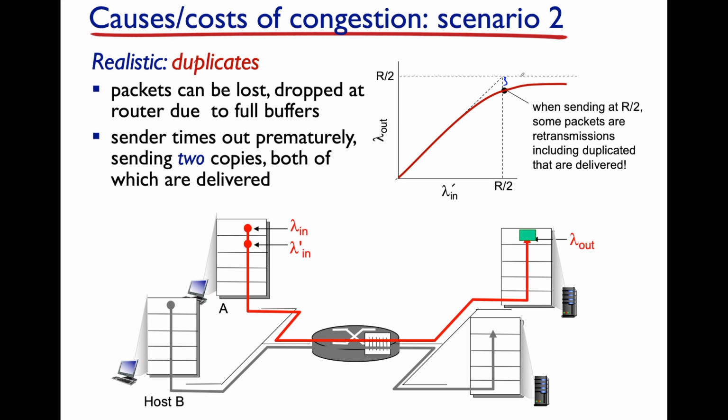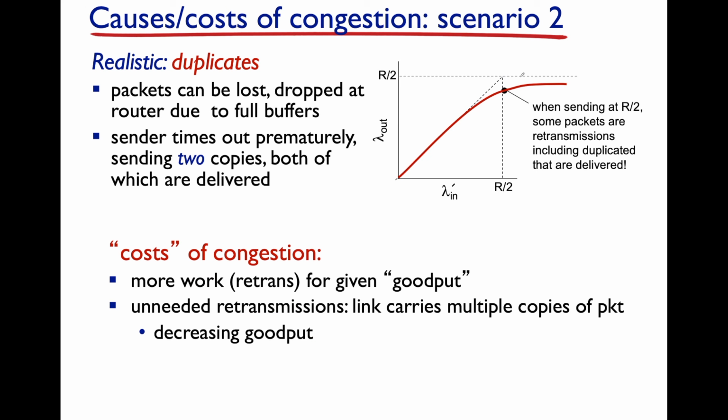All right. And so the cost of congestion means that there's more work for a given goodput. Now, goodput is different from throughput.